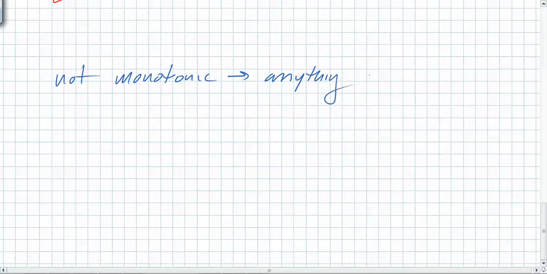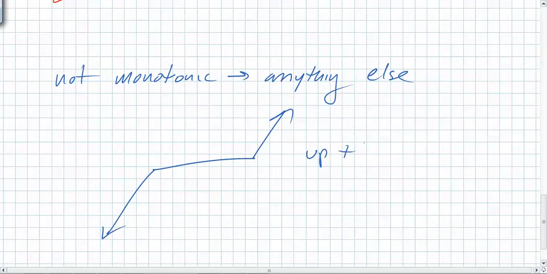Not monotonic. Monotonic. Anything else? So it's completely level. If it goes up and level, like this, or if it's just up and level, that's not monotonic. X squared is not monotonic, because it goes down and then up, and that's not increasing or decreasing. So everything that is also monotonic.